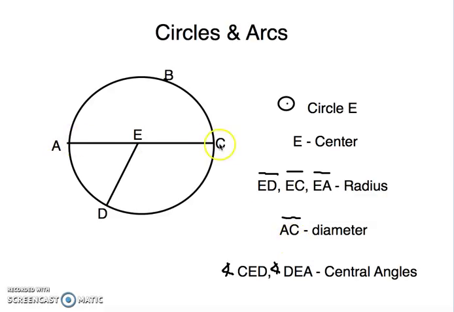AC all the way across is our diameter, and then we have angle CED and angle DEA are called our central angles. And we can also add on to our notes that angle CED would be equal to measure of segment CD, and angle DEA is equal to measure of AD.